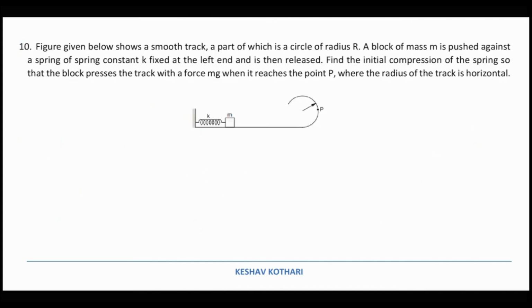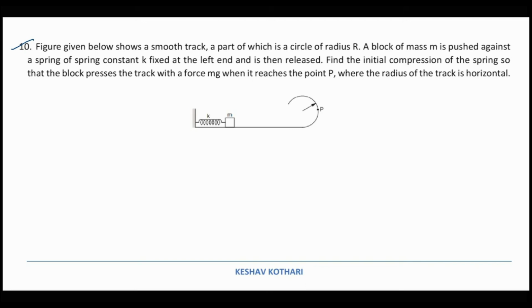We are dealing with problem number 10. The figure given below shows a smooth track, a part of which is a circle of radius r. A block of mass m is pushed against a spring of spring constant k, fixed at the left end, and is then released. Find the initial compression of the spring so that the block presses the track with a force mg when it reaches the point P, where the radius of the track is horizontal.